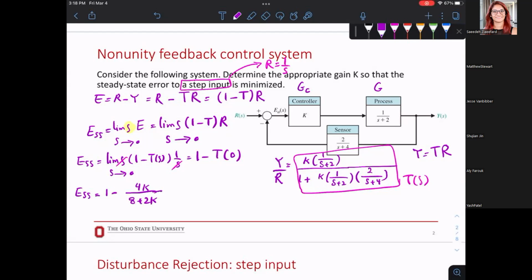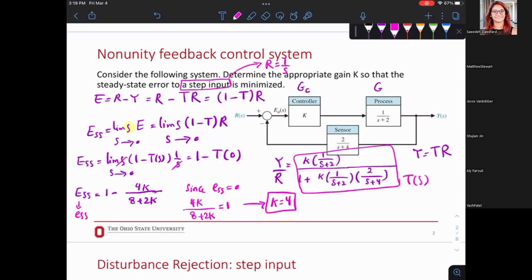Now, what should we do for this to be minimized? Go to 1, right? Because then it is 1 minus 1 equal to 0. The minimum value of the error we want is 0, right? That's what we would like to do. So since we want ESS equal to 0, same thing, just write it lowercase, then 4K over 8 plus 2K has to be 1. This gives K to be 4.